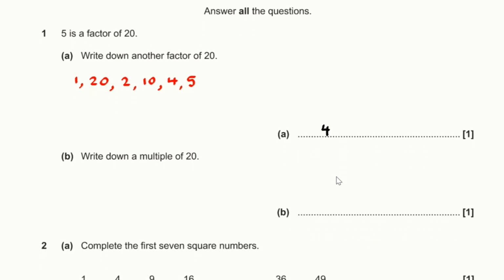Part B, we have to write down a multiple of 20. All this means is numbers that are in the 20 times table. We've got 20, 40, 60, 80, 100, so on and so forth. We could choose either of these. I'm going to choose 60.